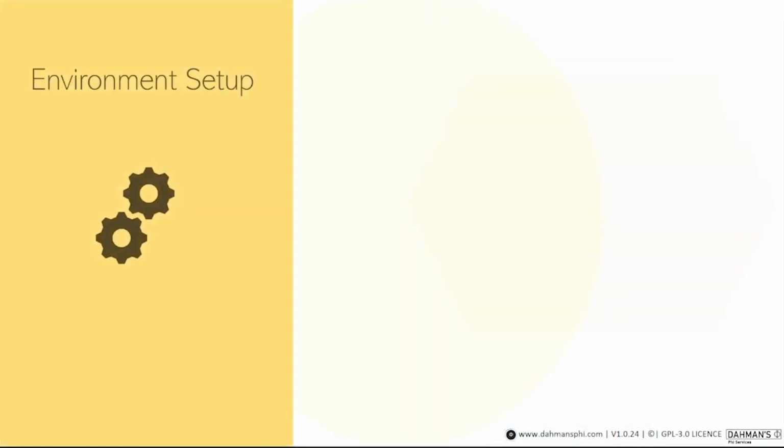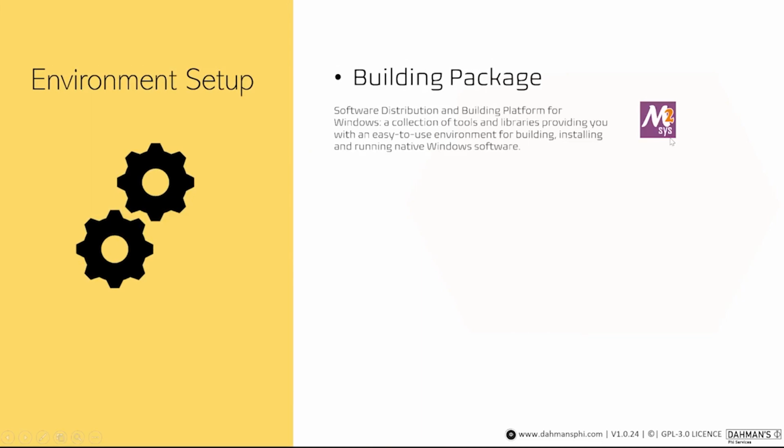And that is the choice of using the building tool which we call MSYS2, which is a software distribution and building platform for Windows. It is a collection of tools and libraries which provide us with an easy to use environment for building, installing and running native Windows applications or software. So MSYS2 is actually optional, completely optional. If you like, you could just go ahead and download MinGW-w64 on its own.